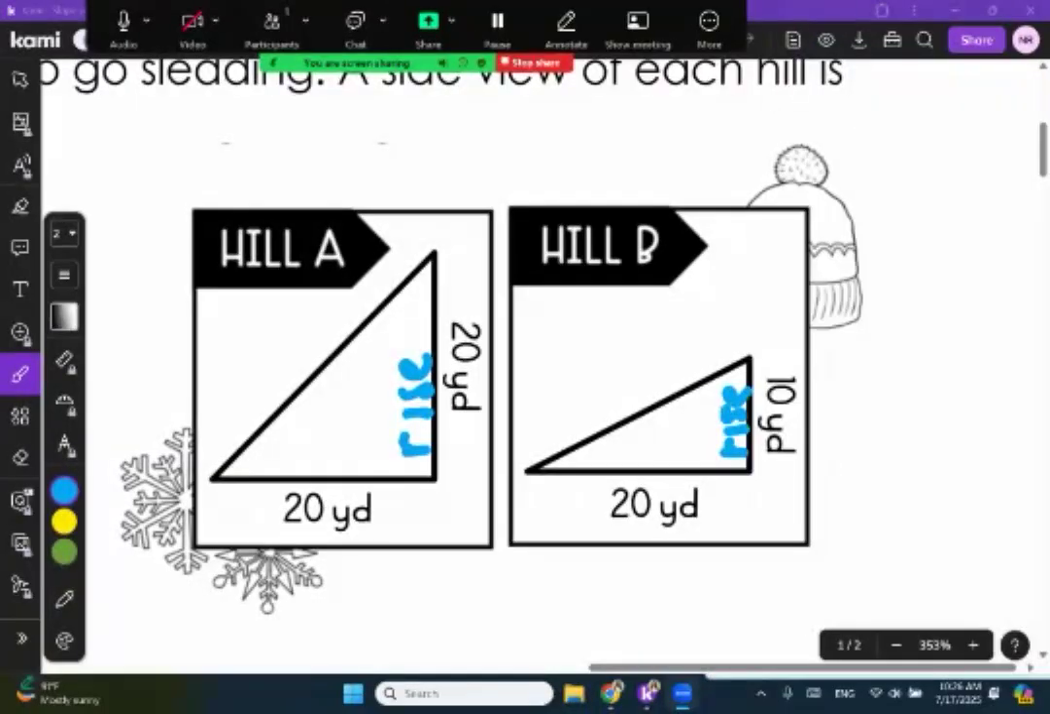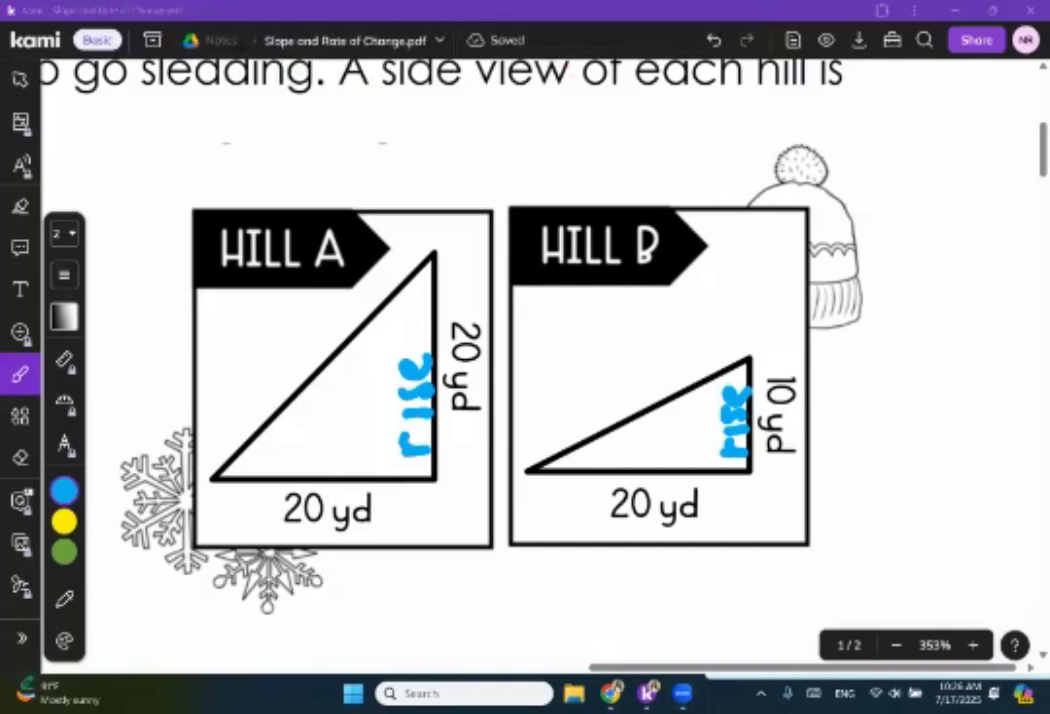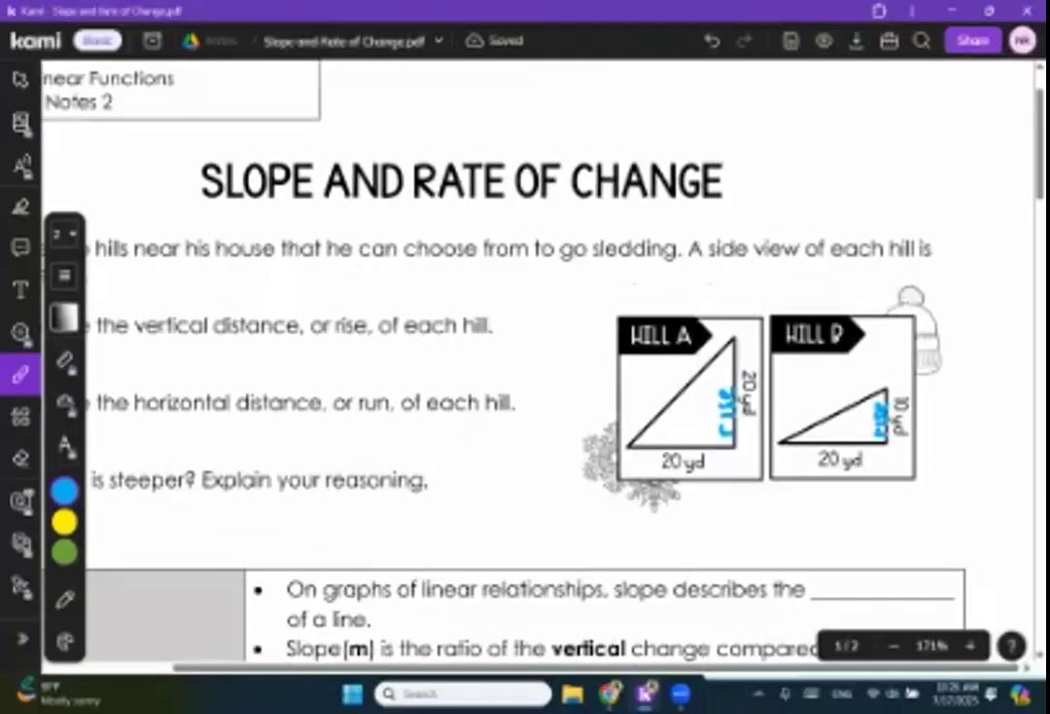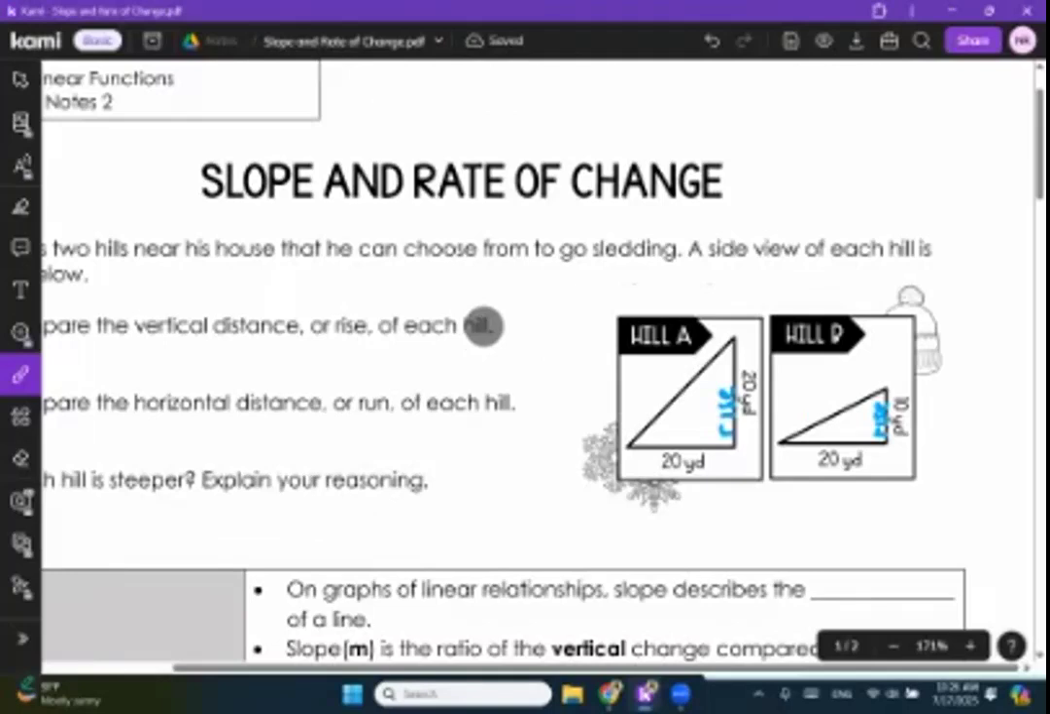Anyway, so the rise, we're comparing 20 yards here in hill A and 10 yards here in hill B. Okay, so what do we notice about it? Well, it seems like you have to go higher on hill A than you do on hill B. So hill A rises higher.